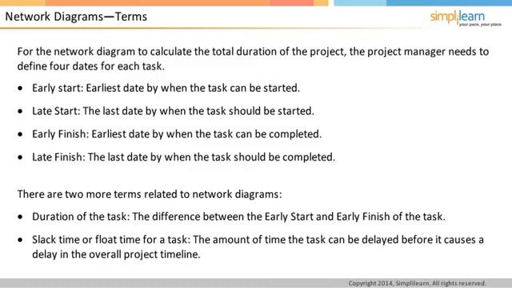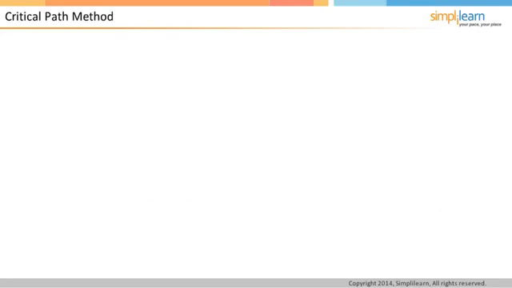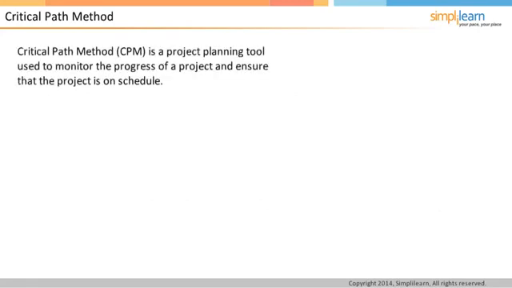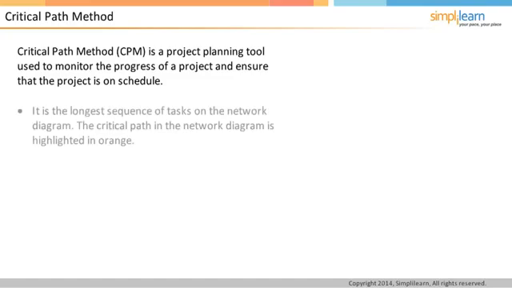Critical path method, also known as CPM, is an important tool used by project managers to monitor the progress of the project and to ensure that the project is on schedule. The critical path for a project is the longest sequence of tasks on the network diagram. The critical path in the given network diagram is highlighted in orange.